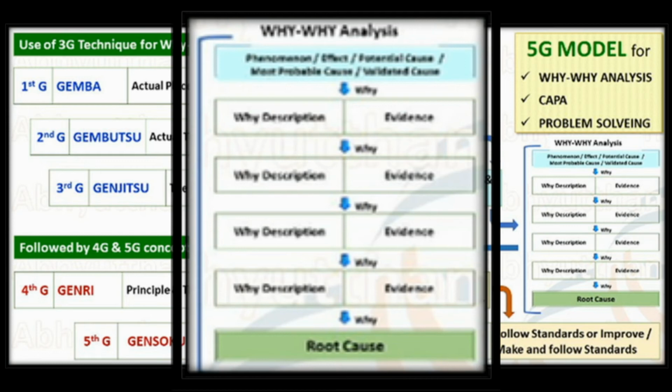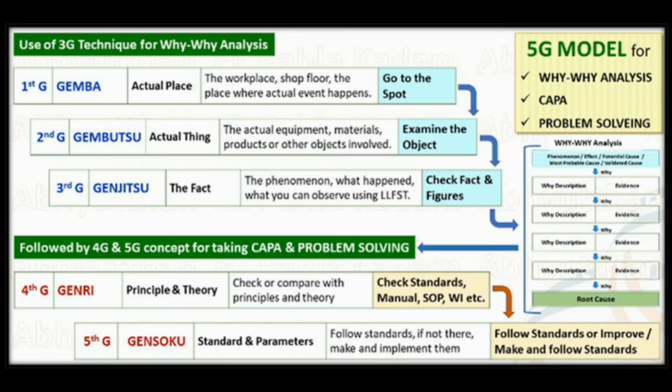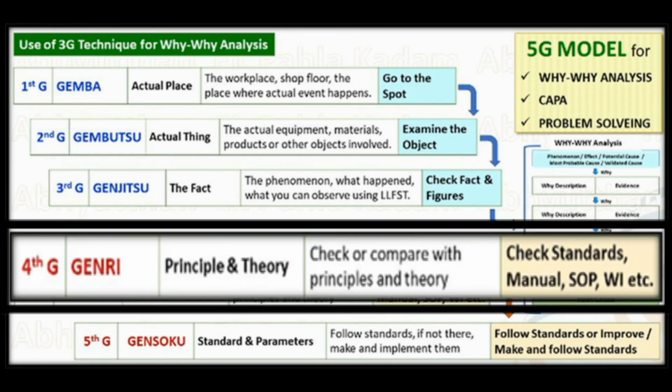Now come to level number 4, or pillar number 4, of this 5G model. That is Genri, which means the principles and theories, how to check that, where you can use it for CAPA and problem solving based on the Why Analysis. The Why Analysis is the first part of coming to a solution for a problem. You do the Why Analysis and then come to the next level and come to the result.